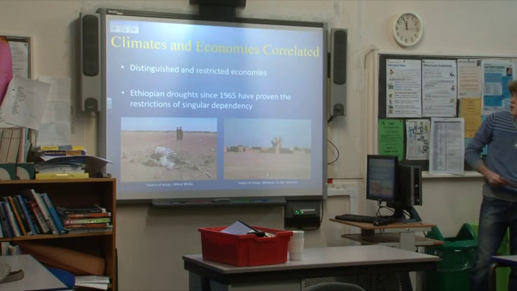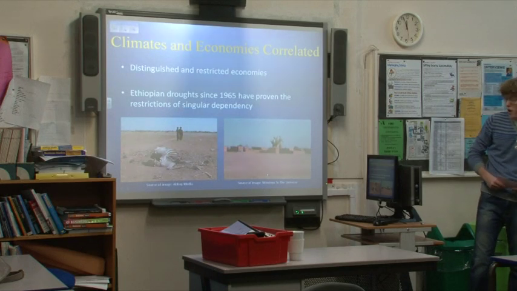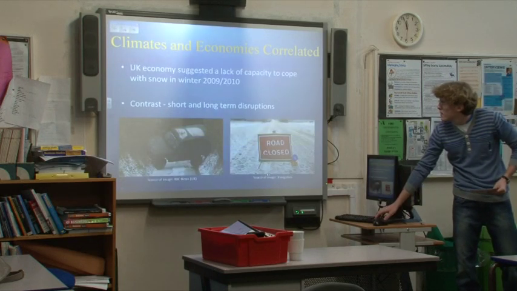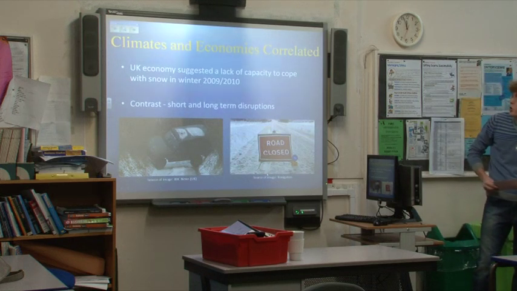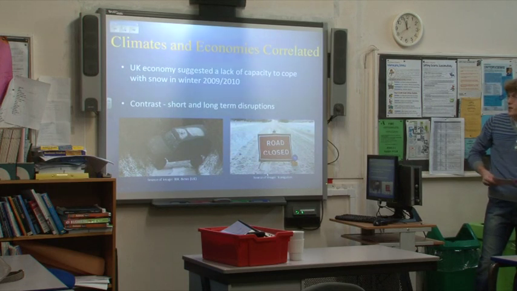On the note of distinguishing restricted economies, Ethiopian droughts since 1965 have proven these restrictions of being dependent on just one type of sector, and the droughts have majorly affected their growth in certain years, and this can be correlated. Meanwhile, in the UK, short-term impacts of snow suggested a lack of capacity to cope, and particularly the transportation of resources suffered, and that showed that whilst they may be flexible in the sectors that they use, the physical resource transportation cannot be avoided.